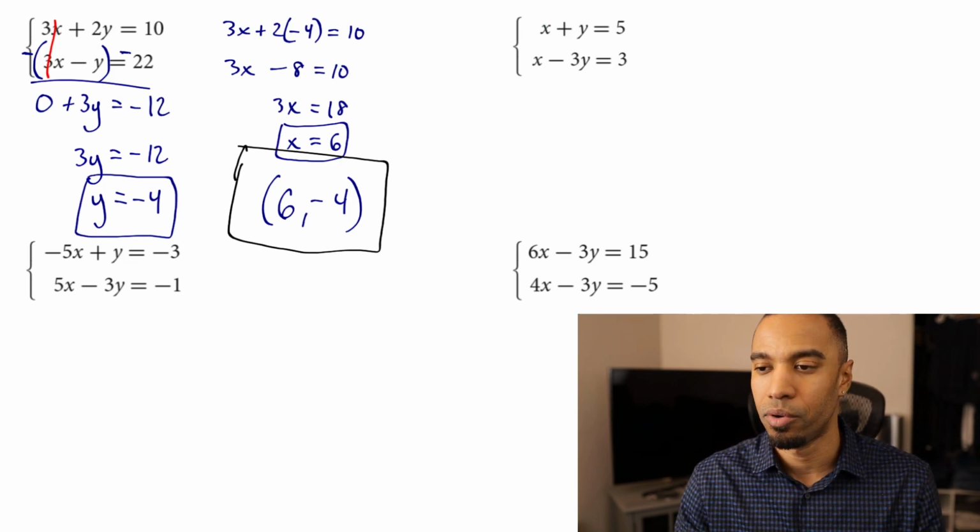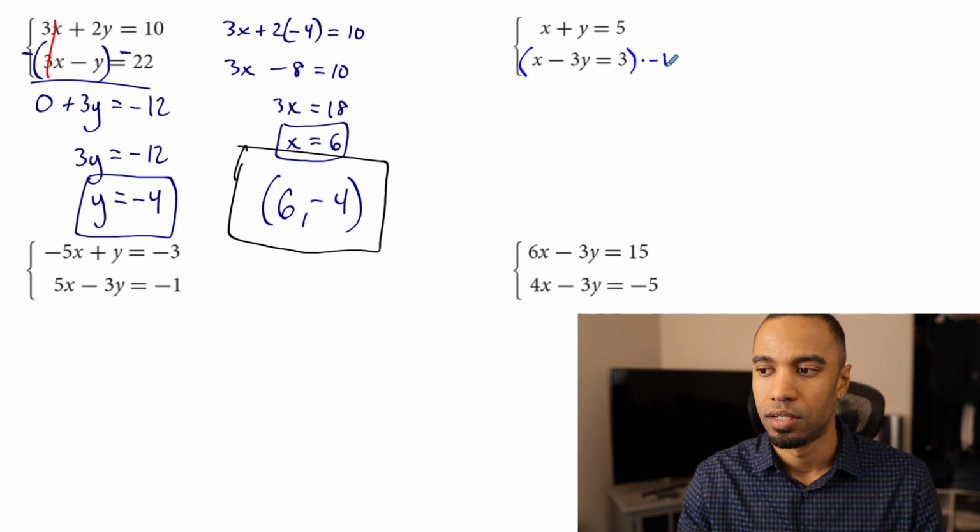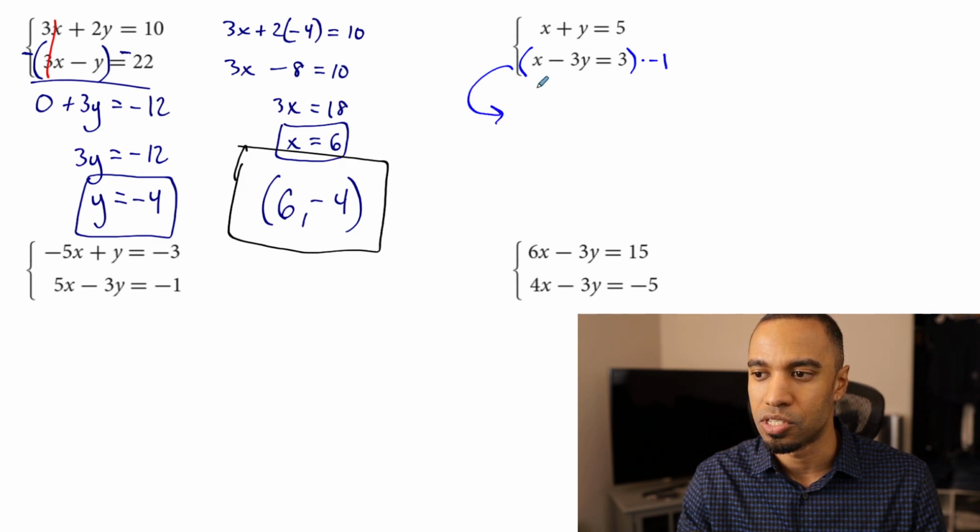I'm going to go ahead and take the bottom equation. And I'm going to multiply everything by negative 1. And what that allows me to do is rewrite that whole equation to say, instead of x minus 3y equals 3, it's going to say negative x plus 3y equals negative 3.